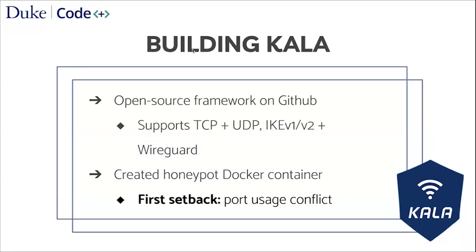Our honeypot utilizes TCP and UDP. TCP and UDP packets are networking protocols that allow devices to communicate using data packets. And then two, it allows for connections through IKE v1 and v2, which stands for Internet Key Exchange version 1 and version 2, as well as WireGuard.